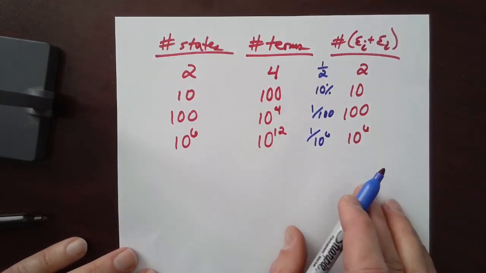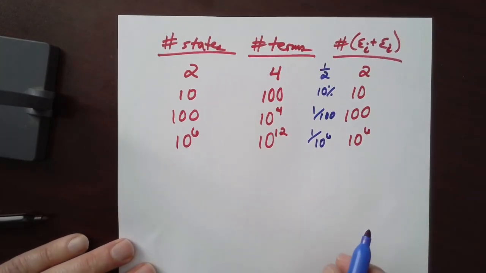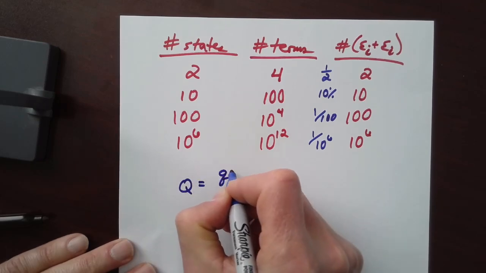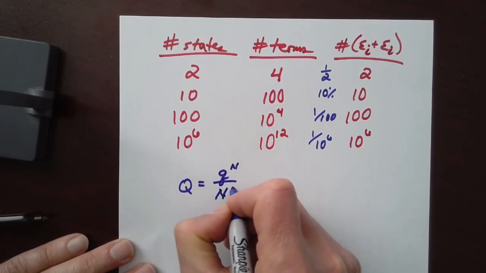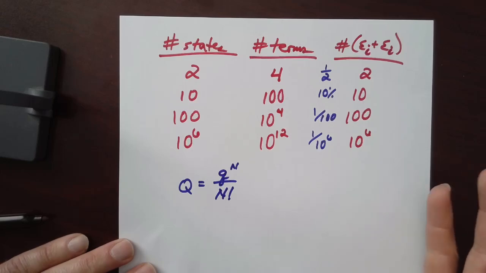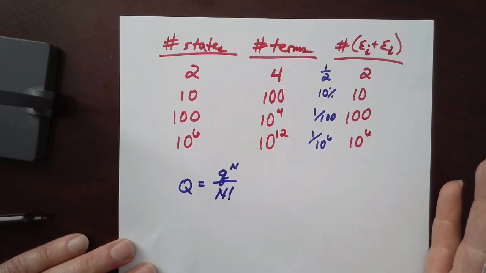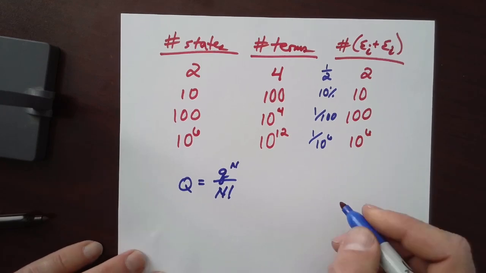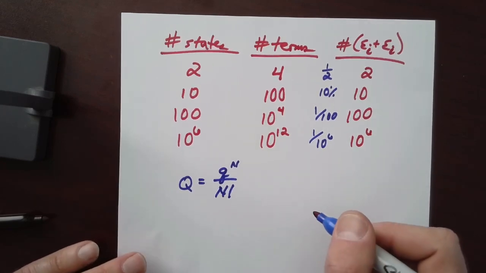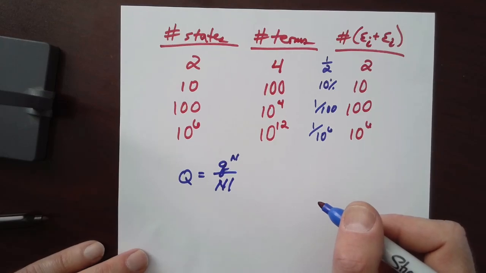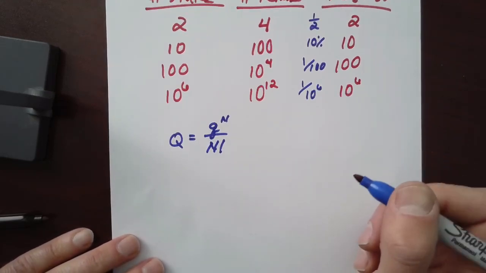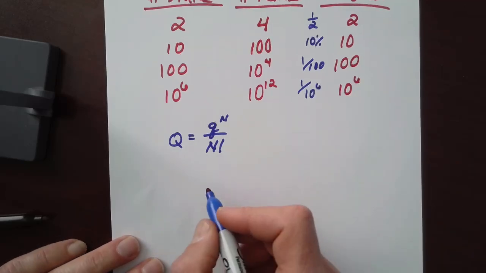So it turns out that Q equals q to the n over n factorial is a really good approximation for most systems. So when is it not a good idea? Let's take a look at a few examples.